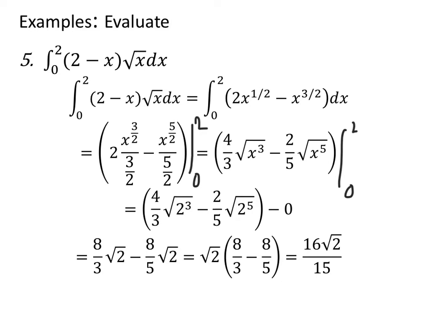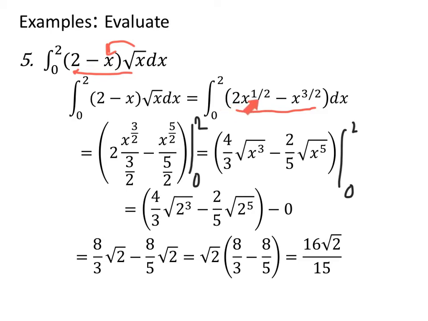The antiderivative from 0 to 2 of 2 minus x times the square root of x. Remember, the square root of x is x to the 1/2. So what I'm going to do is distribute. I'm going to multiply the square root times the 2, and I'm going to multiply the square root times the x. And that's how I get this new integrand. We don't have a product rule for integrals, and we never will. So when I distribute my square root of x times the 2 and times the x, I do it with rational exponents rather than radical form.